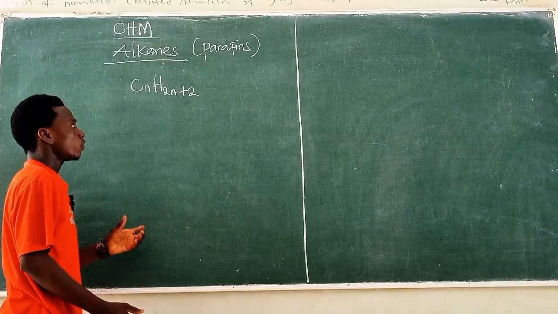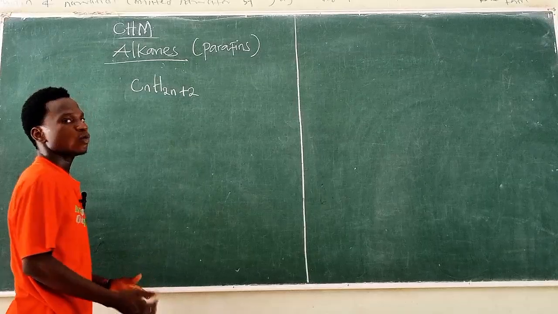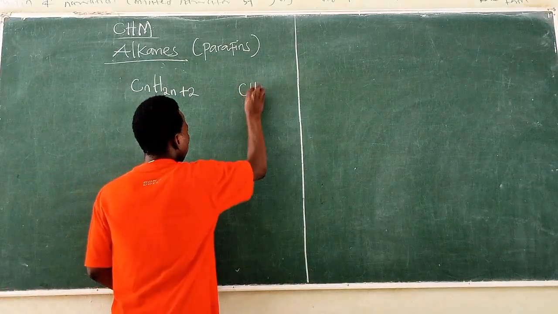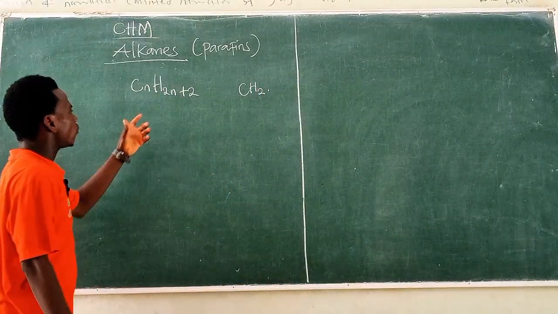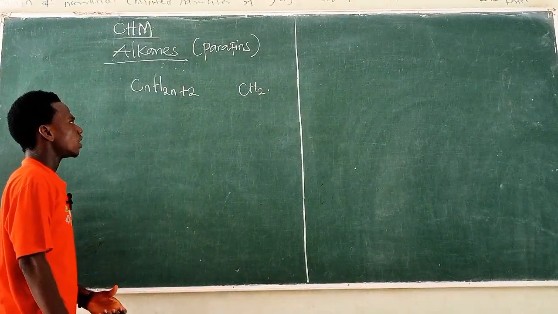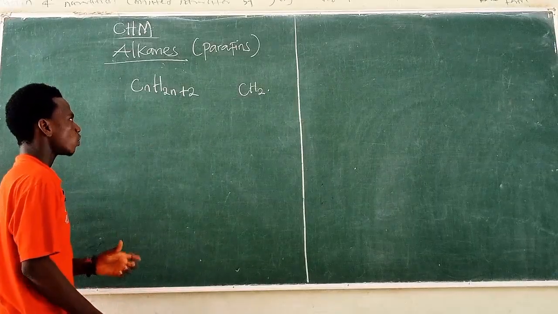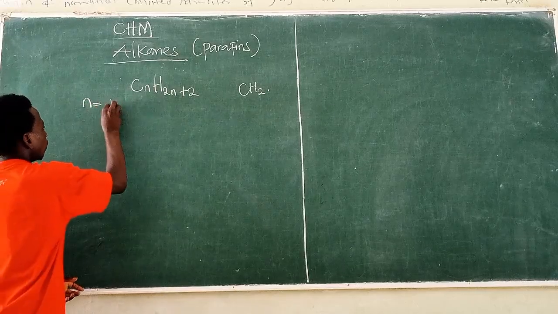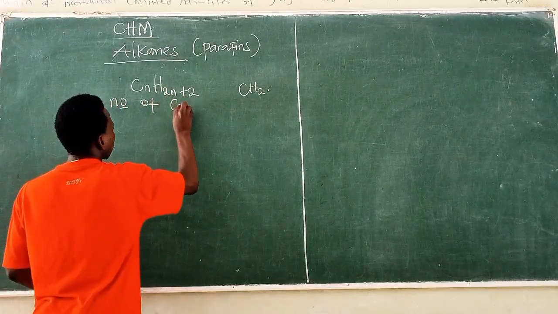A homologous series, in the sense that a successive member will differ from the previous one by CH2. For this general molecular formula, n represents the number of carbon atoms.